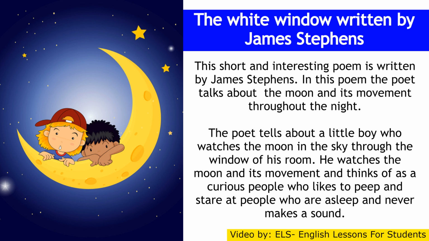In this poem, the poet talks about the moon and its movement throughout the night. The poet tells about a little boy who watches the moon in the sky through the window of his room. He watches the moon and its movement and thinks of it as a curious person who likes to peep and stare at people who are asleep and never makes a sound.